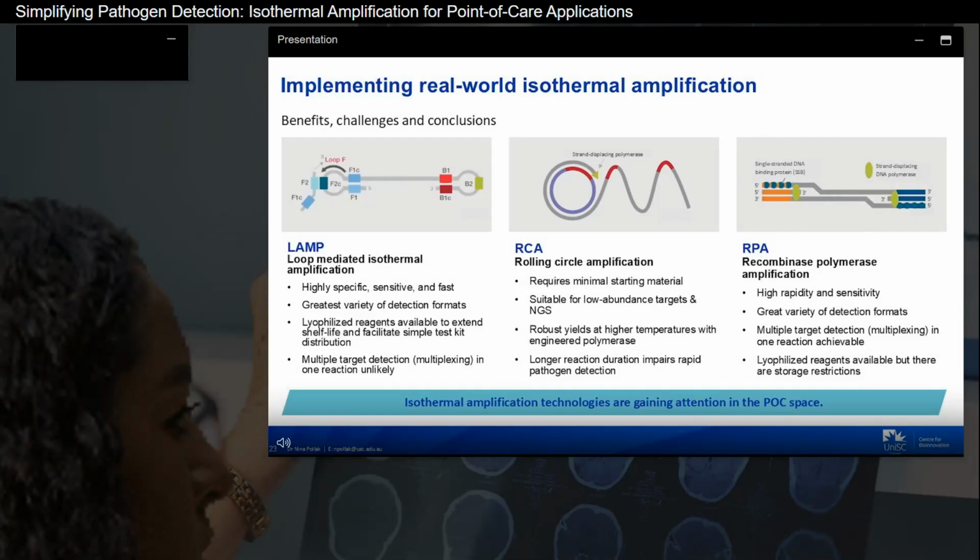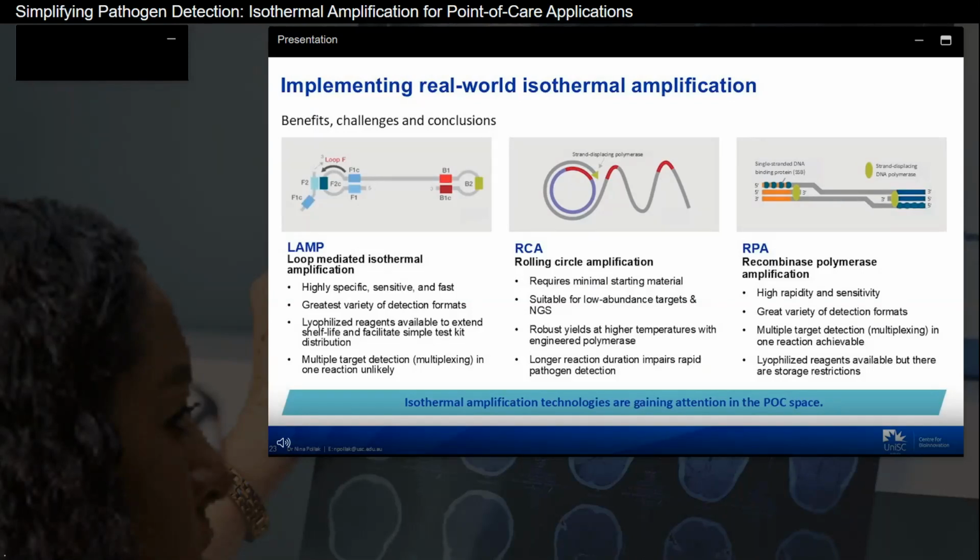RCA requires minimal starting material and works well for low abundance targets and next generation sequencing applications. While it performs well at higher temperatures, its longer reaction times limit its use for rapid pathogen detection.